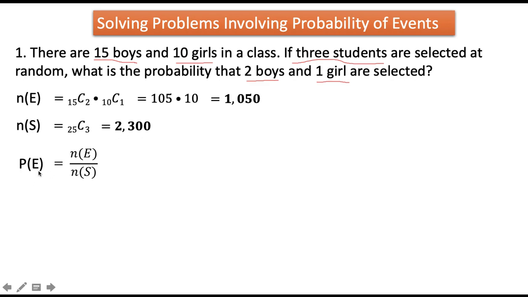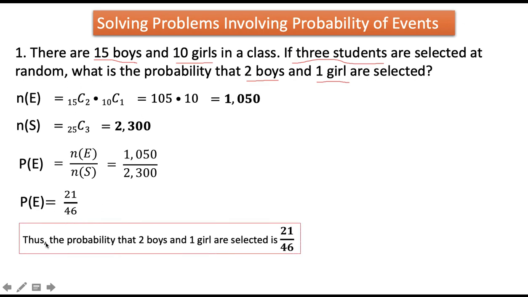Now to get its probability, just simply get their ratio. So 1,050 divided by 2,300. Then simplify them since they are both divisible by their GCF, which is 50. So 1,050 divided by 50 is 21, 2,300 divided by 50 is 46, and this is the probability of this event. Thus, the probability that 2 boys and 1 girl are selected is 21 out of 46.